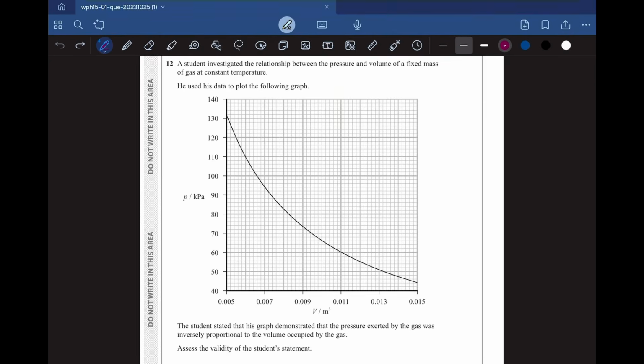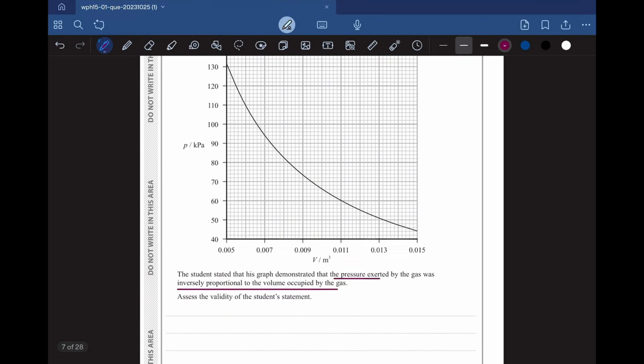A student investigated the relationship between the pressure and volume of a fixed mass of gas at constant temperature. So basically my temperature was constant, and as the mass was fixed, we can say the mass was constant as well. Now they were figuring out the relationship between the pressure and volume when the mass and the temperature were constant. So basically they have drawn a graph right here. The student stated that this graph demonstrated that the pressure exerted by the gas was inversely proportional to the volume occupied by the gas.